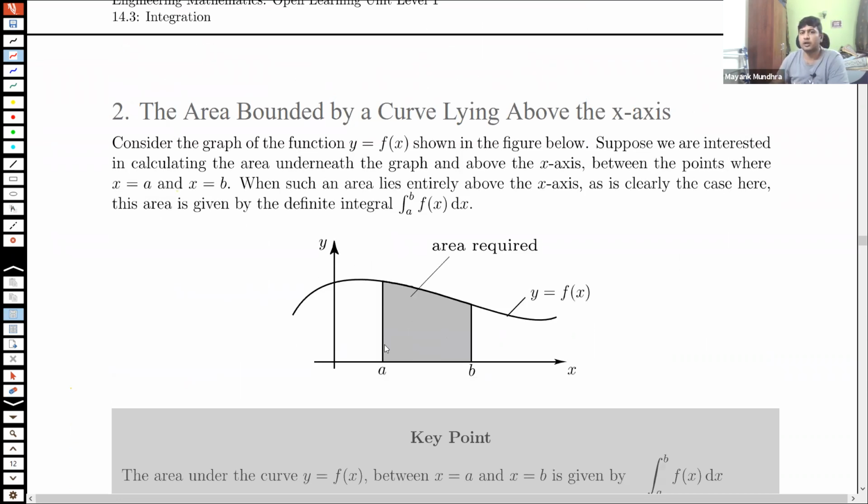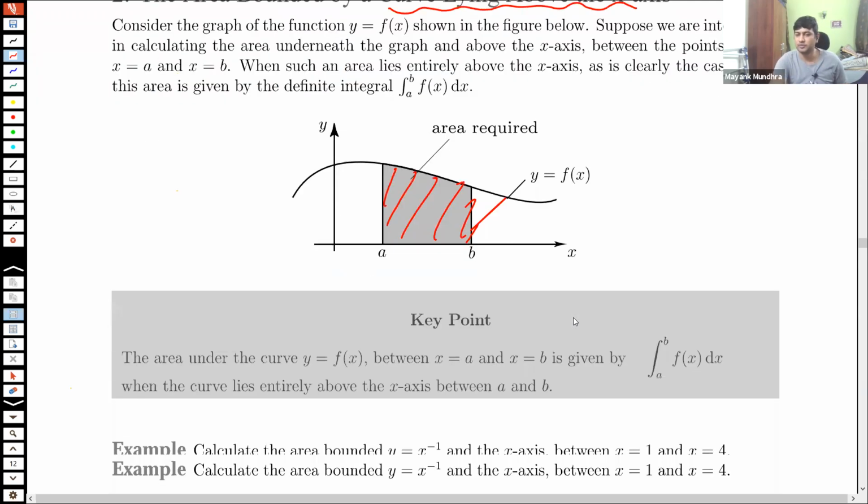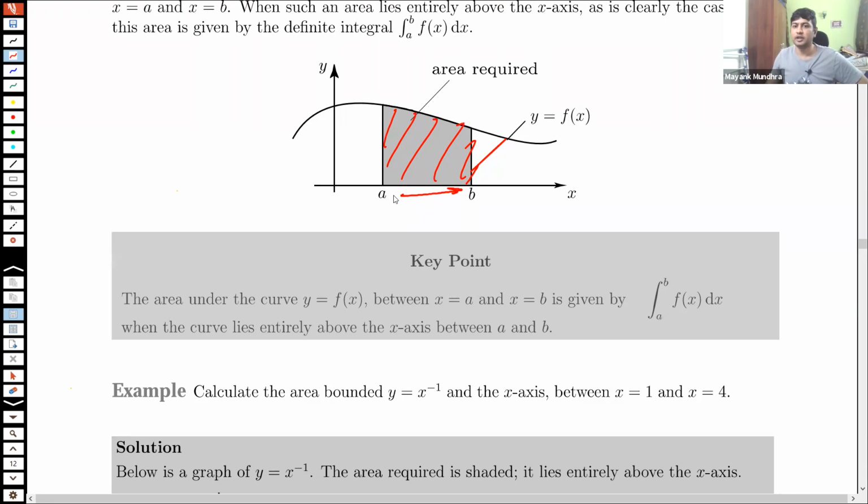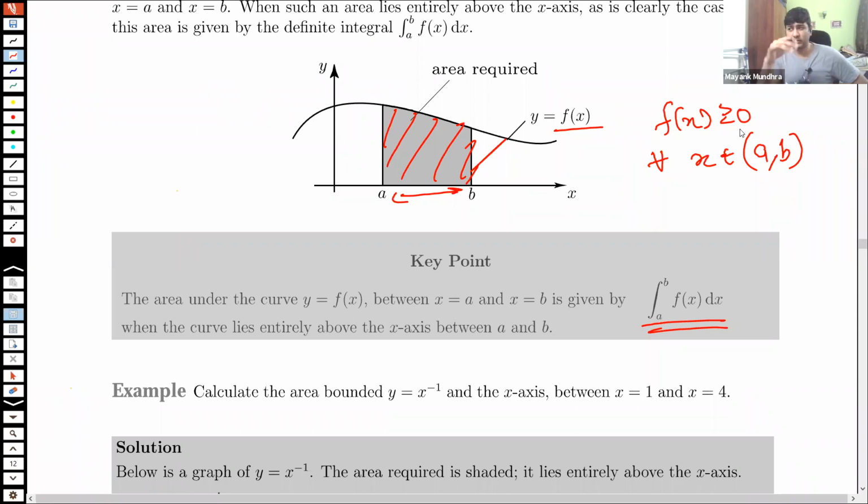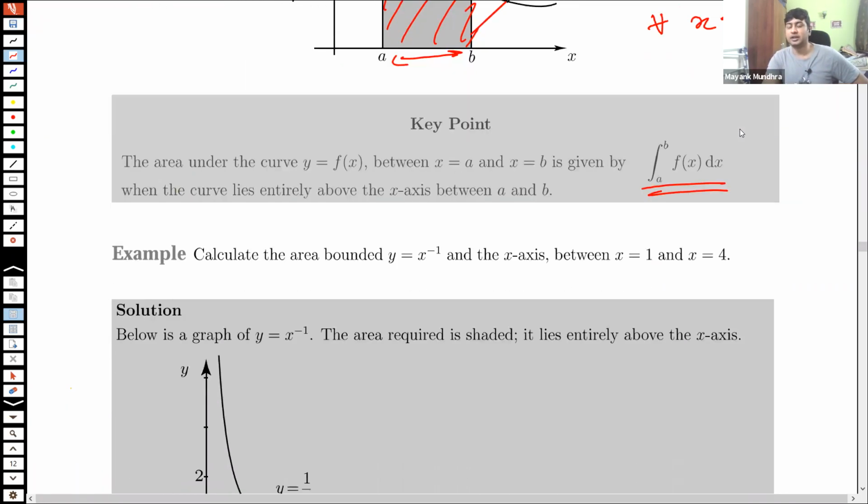So now when calculating the area, we just need to be careful about where the curve lies. The curve lying above the x-axis. If the curve completely lies above the x-axis, you can do a simple integration. The area between a to b under the curve f of x is given by this integration. That is, f of x is greater than or equal to 0 for all x belonging to a to b. If f of x does not go below the x-axis in the domain, you can do this simple integration and get the result.